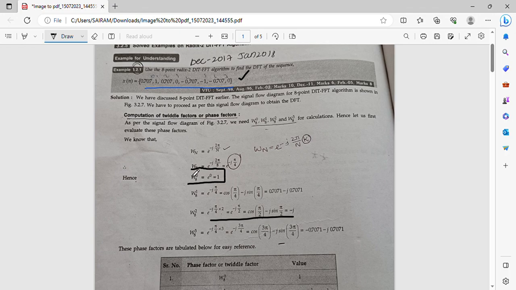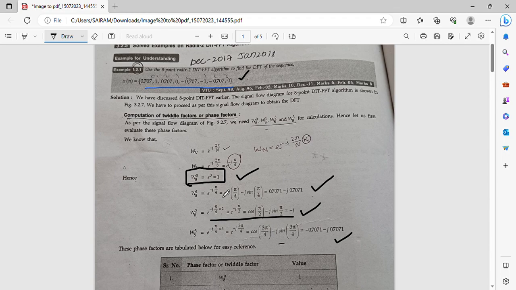In the case of 2-point DFT, you get omega 8 to the power of 0. In the case of 4-point DFT, you get both omega 8 to the power of 0 and omega 8 to the power of 2. And in the case of 8-point DFT, you get omega 8 to the power of 0 till omega 8 to the power of 3. So omega 8 to the power of 1 as well as 3, I forgot to tell you. I'll tell you now.